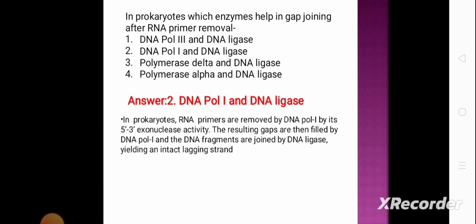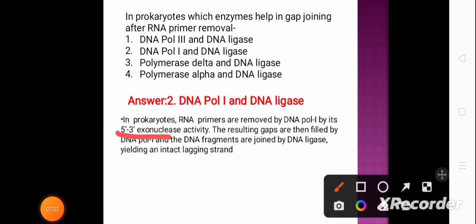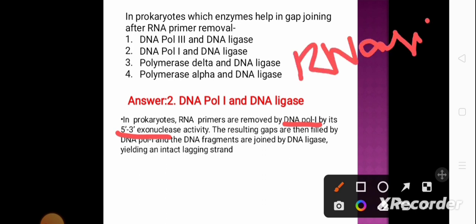In prokaryotes, RNA primers are removed by DNA pol 1 by its 5' to 3' exonuclease activity. Whereas in eukaryotes, the RNA primers are removed by RNase H plus 5' to 3' exonuclease.